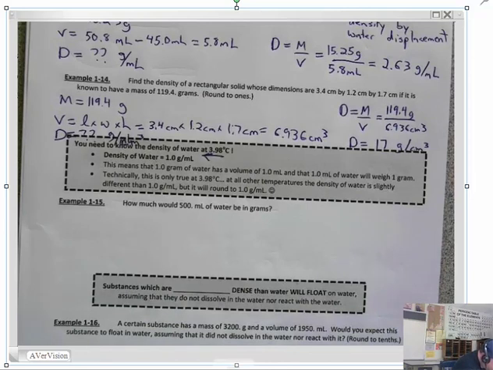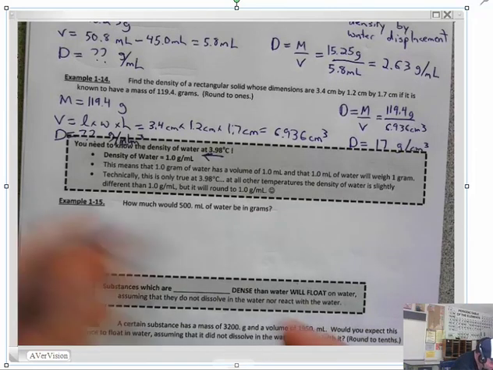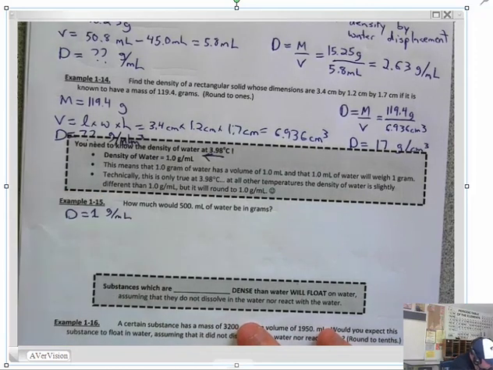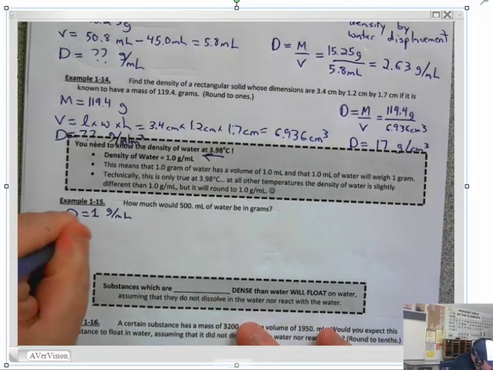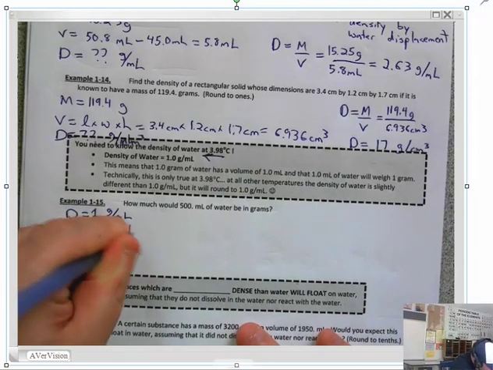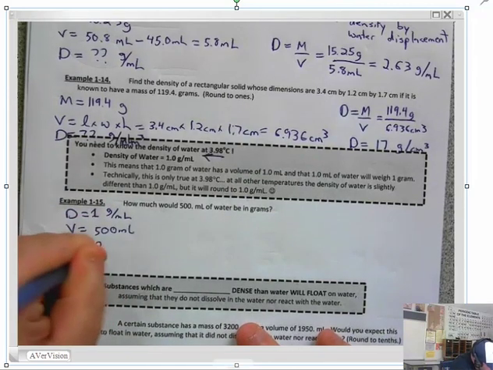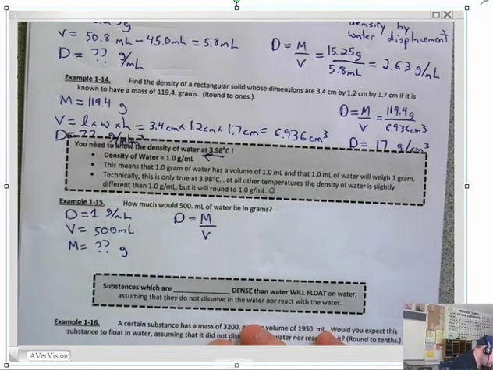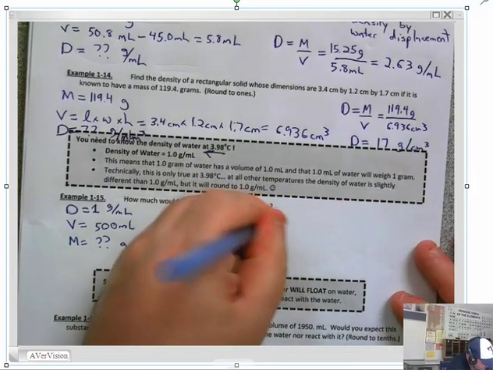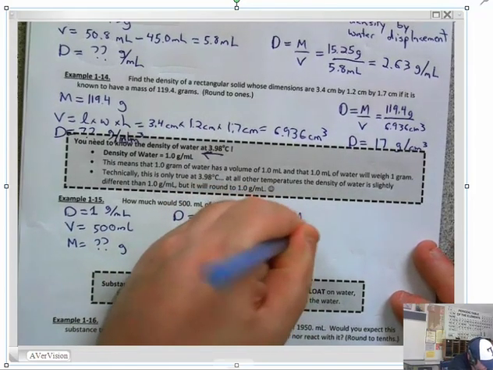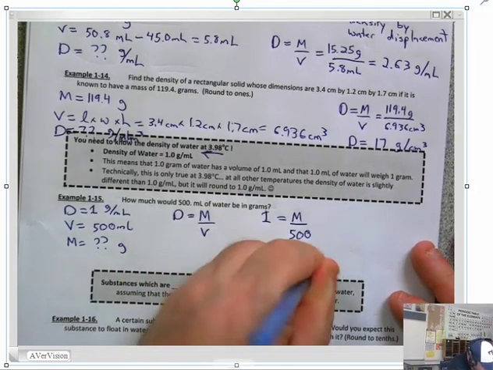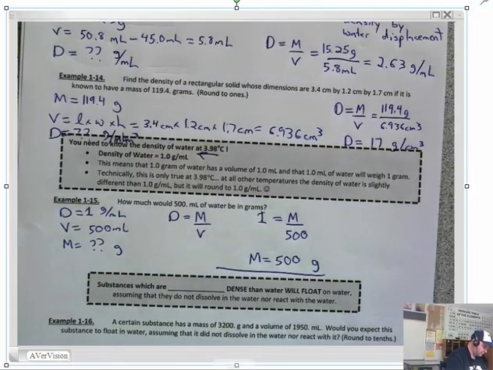Okay. How much will 500 milliliters of water weigh in grams? Okay. Well, we know the density of water is 1 gram per milliliter. We know the volume is 500 milliliters. We're looking for the mass in grams. Density is equal to mass over volume. So we have 1 equals mass over 500. 1 times 500 is 500 grams. Gotta love those calculations with 1.